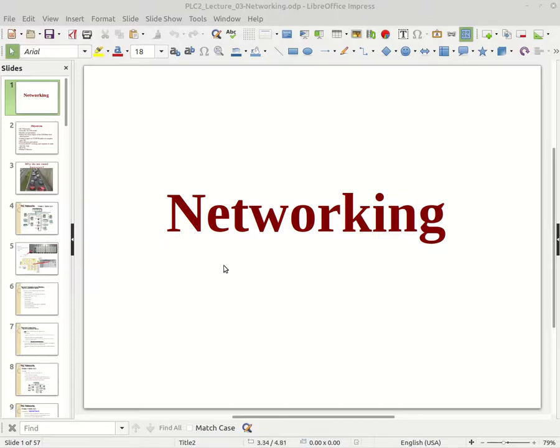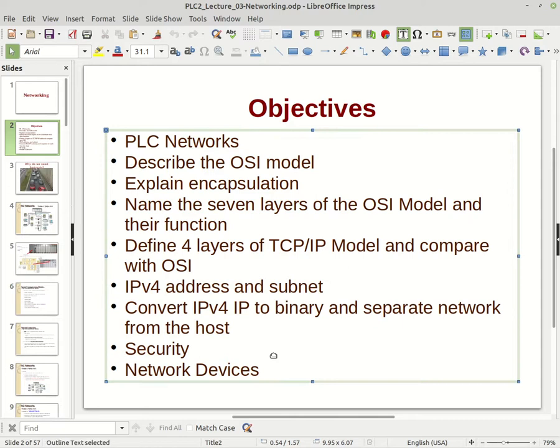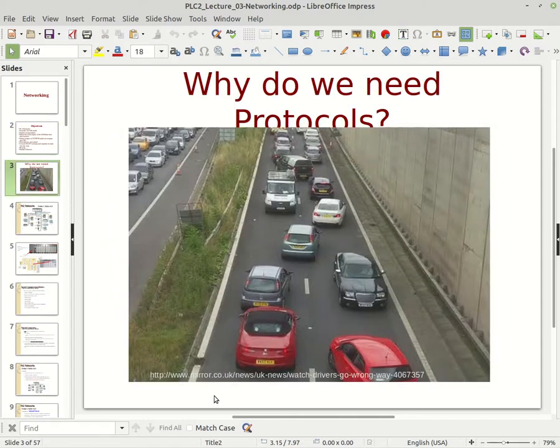So this video is going to discuss networking for PLCs. We'll look at various different types of PLC networks, and then we'll talk in detail about Ethernet, including discussion of the OSI model, encapsulation, the 7 different layers of the OSI model, the 4 layers of the TCP/IP model, and IP version 4 addressing and subnet, and also some security and networking devices.